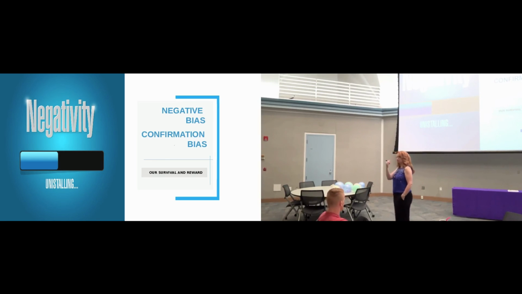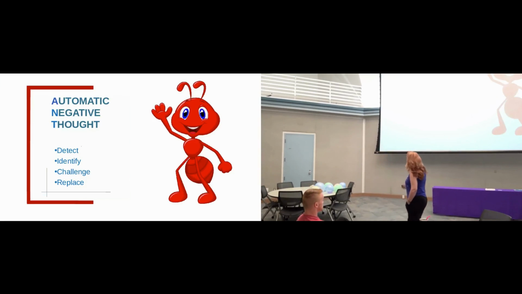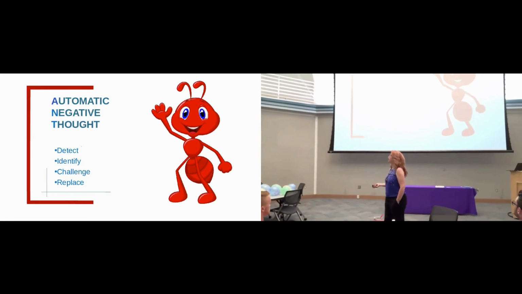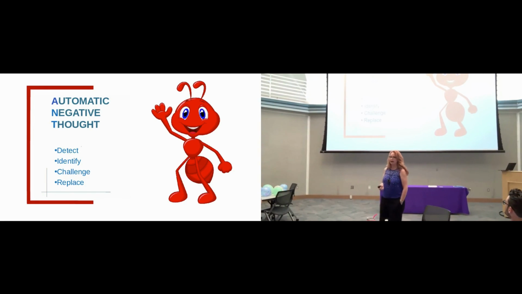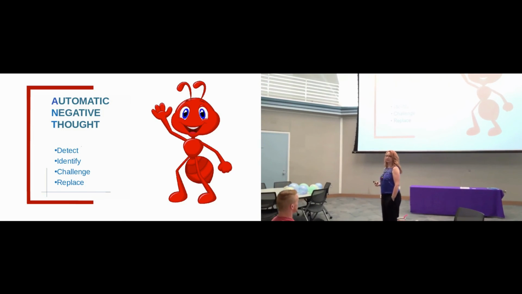And so in order to control some of those thoughts, we have to challenge them. A very easy acronym to remember is ANT, an automatic negative thought, which is that thought of something going wrong. So: detect, identify, challenge, and replace.